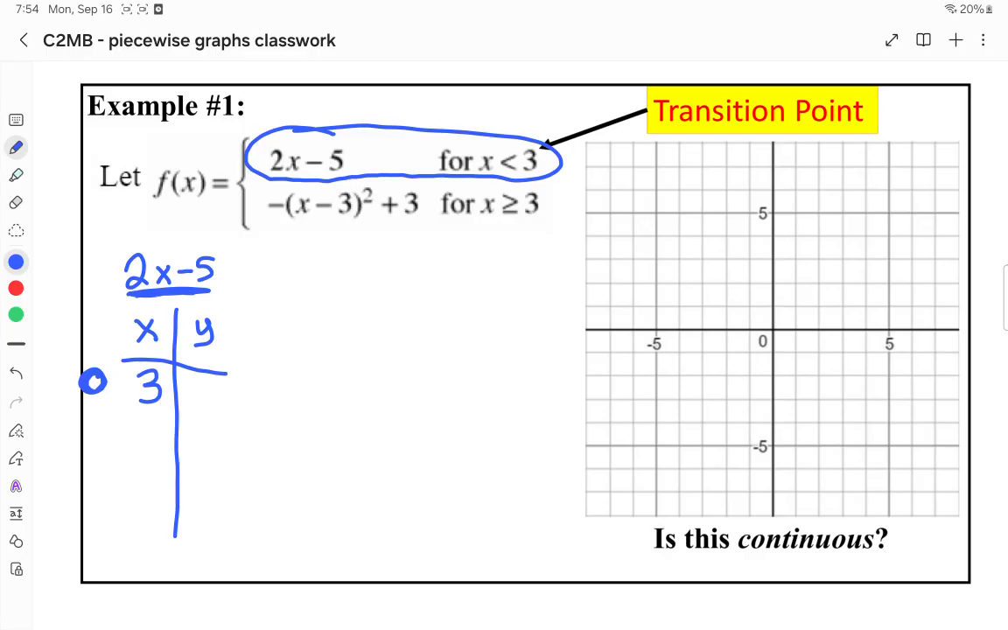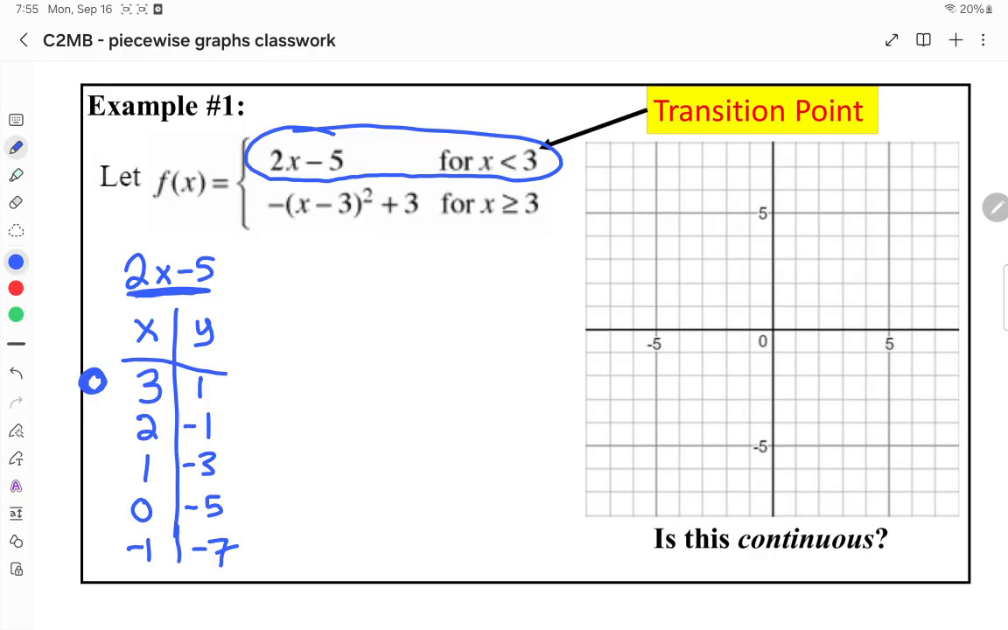And then I want values less than 3. So I'll go 3, 2, 1, 0, -1. Five values should definitely be plenty to get what that graph looks like. All I need to do then is plug those values into my equation. So 2x minus 5, I plug in 3, 2, 1, 0, -1. And there are my coordinate points.